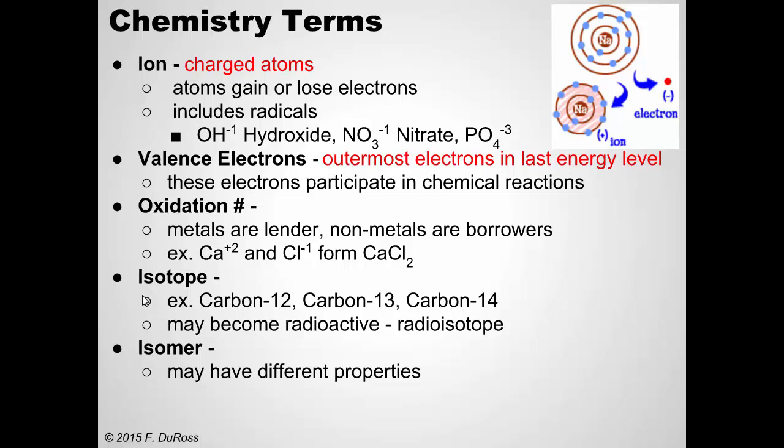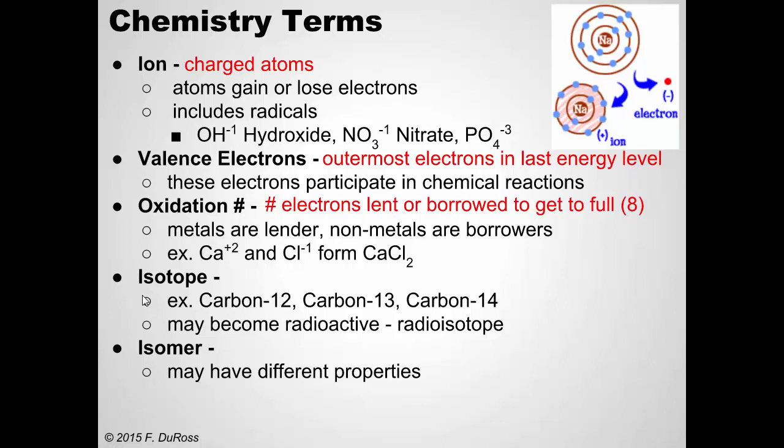When we're looking at those valence electrons, we can also determine an element's valence number, or sometimes called oxidation number. And this is how many electrons it needs to borrow or lend to get full, to get to 8. Metals are lenders of electrons. Nonmetals are borrowers.